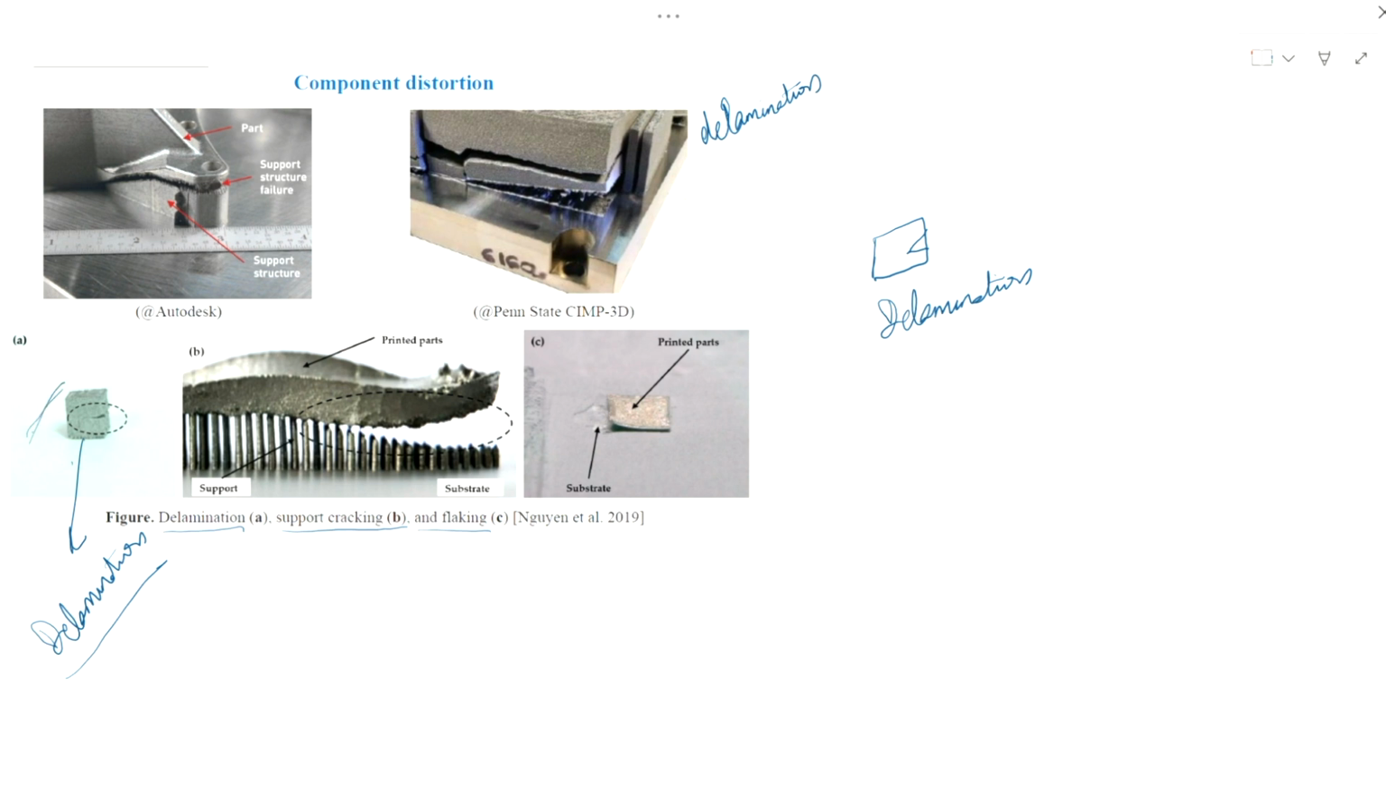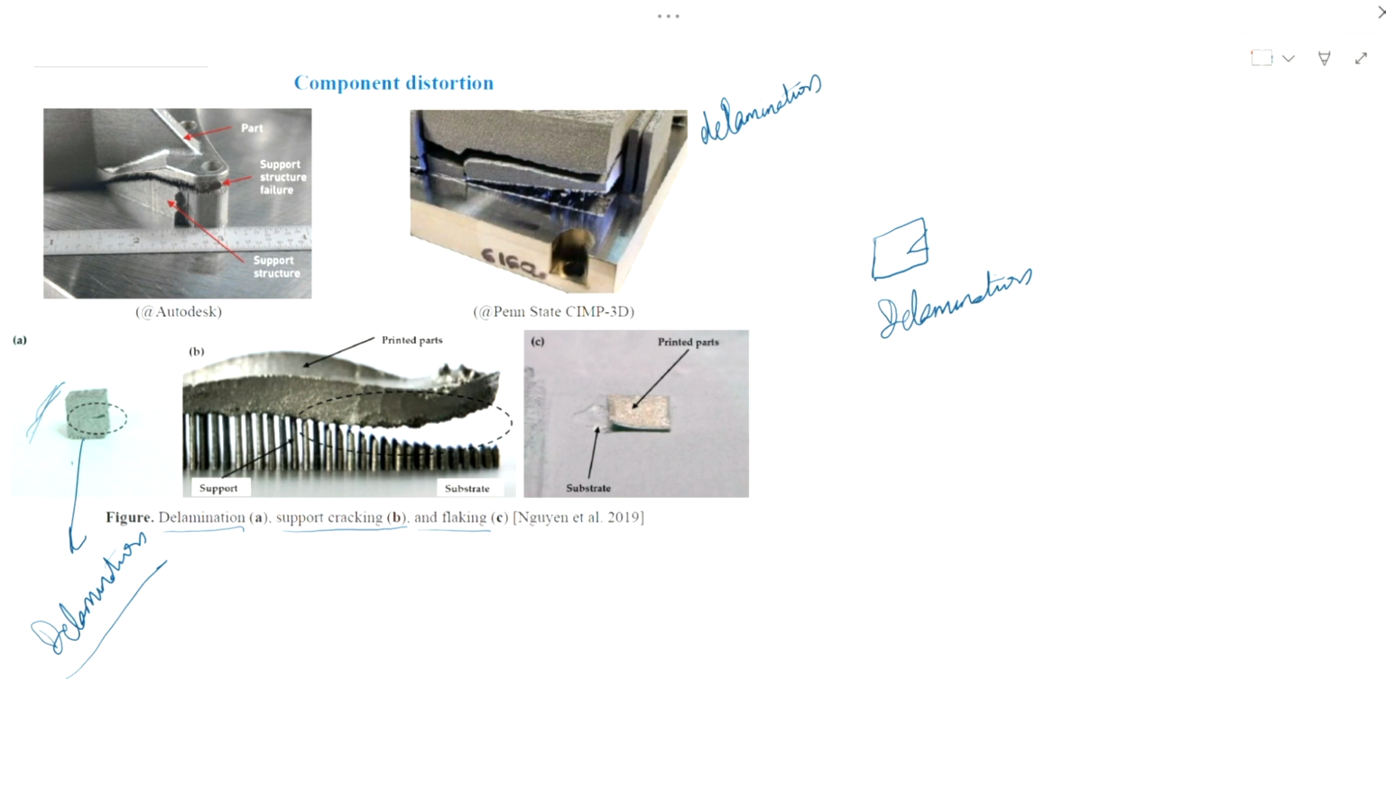This doesn't occur in FDM printers. Usually it doesn't occur in the FDM process. An exception may be carbon fiber, which needs to be printed. Carbon fiber delamination may occur because the temperature requirement is higher. If you print at a lower temperature, this may occur.